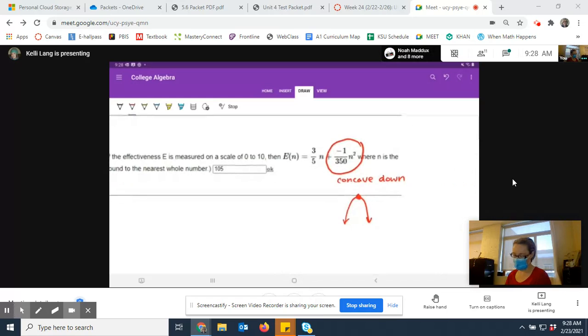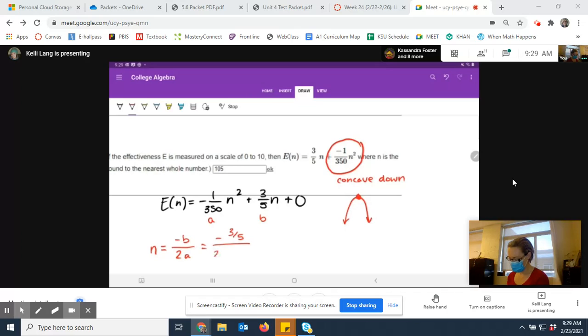So I'm going to rewrite E so that it's in the proper descending order. So that'll be negative 1 over 350 n squared plus 3/5 n. And then just for good measure, I'm going to write 0 there so that it's really easy to see what my A, my B, and my C is. So here's A, here's B. My vertex, my x value of my vertex, or in this case, my n value of my vertex, is equal to negative b over 2a, which is negative 3/5 over 2 times negative 1 over 350.